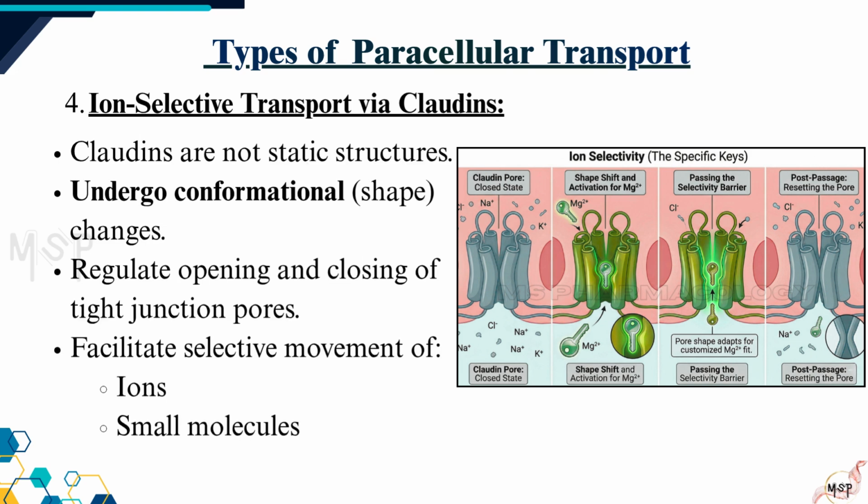Claudins are not static structures. They can change their shape or conformation, and this dynamic behavior allows them to regulate and facilitate the selective movement of ions and small molecules through tight junctions. It is this precise molecular engineering that allows our organs to maintain the perfect chemical balance required for life.